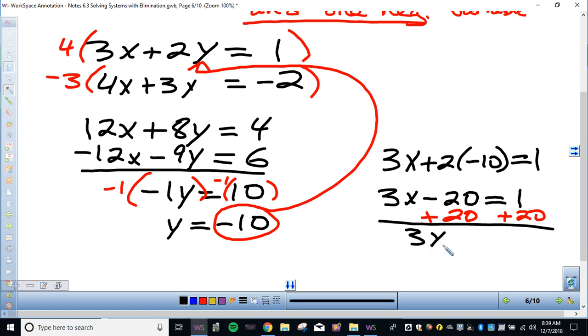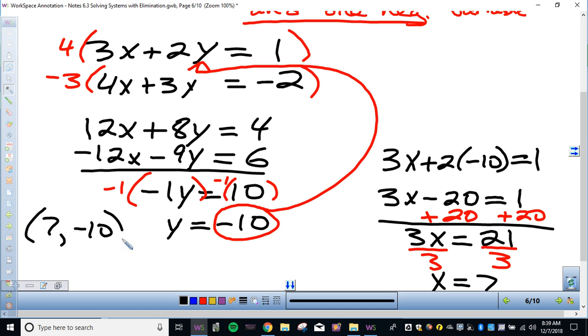What's the answer? 7. So 3x equals 21. Then we're going to divide both sides by 3. And we get x equals 7. As an ordered pair, you get 7, negative 10. Okay, that's multiplying both equations.